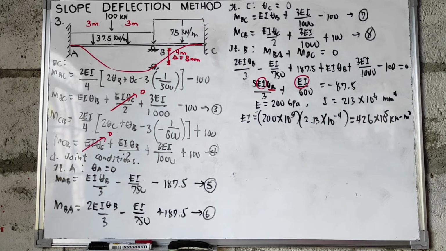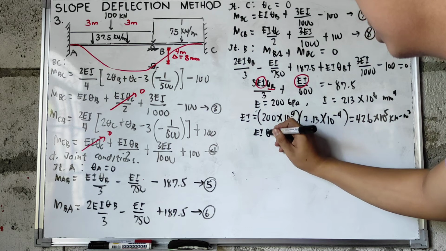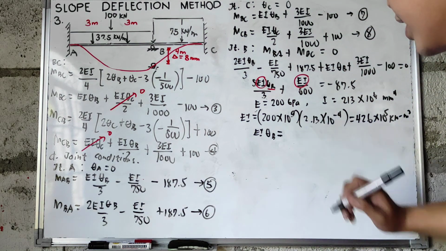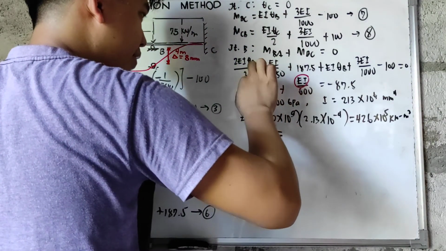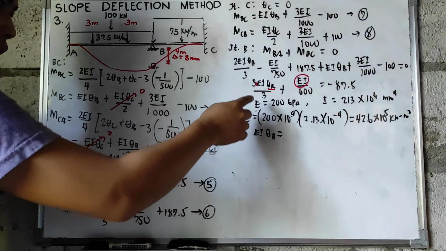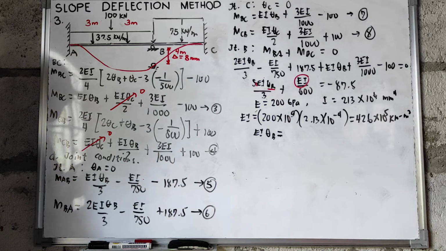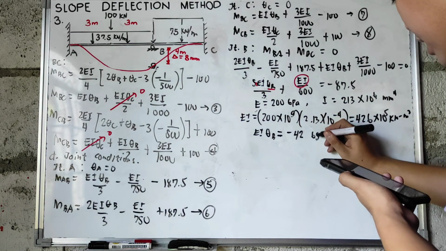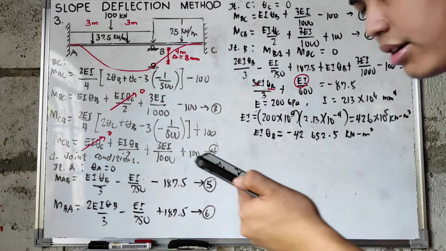So for this one, since our EI is given, it is easy to solve. What we will do is get the value of our EI theta B, because our formulas are in terms of EI theta B. When solving this, do not put a value for the EI theta B; just use X in the calculator. What we need is EI theta B, not theta B. So the value of your EI theta B is equal to negative 42,652.5 kilonewton meter squared. Since it is negative, its rotation is counterclockwise.